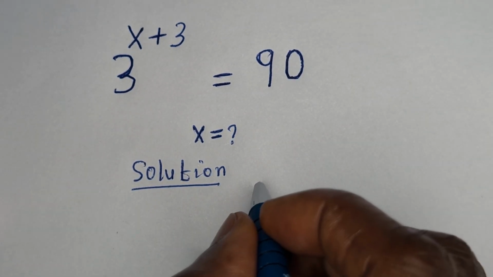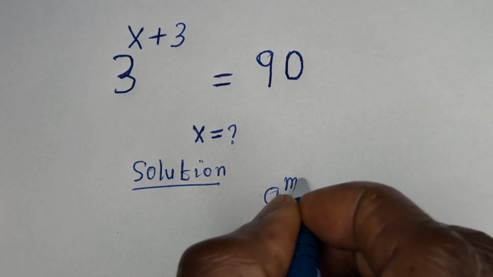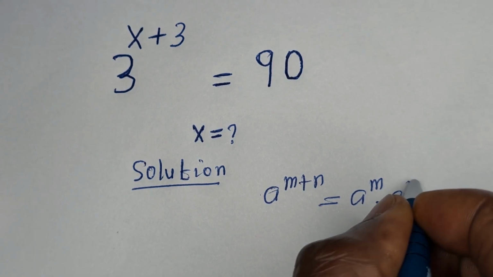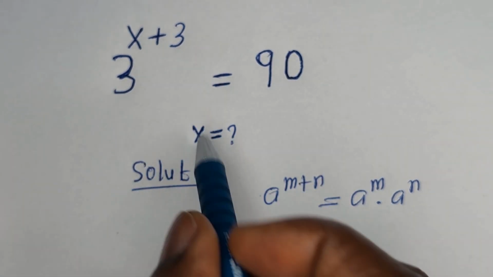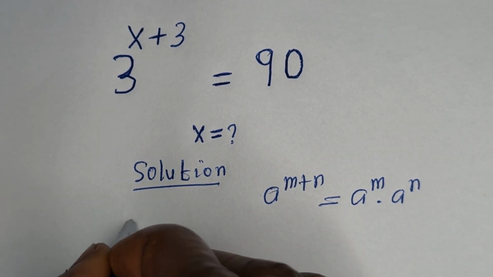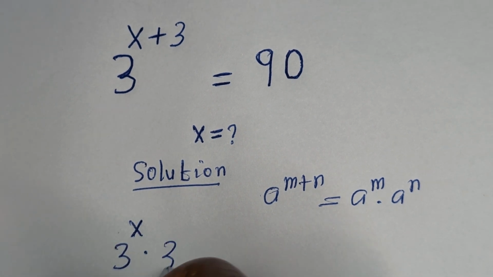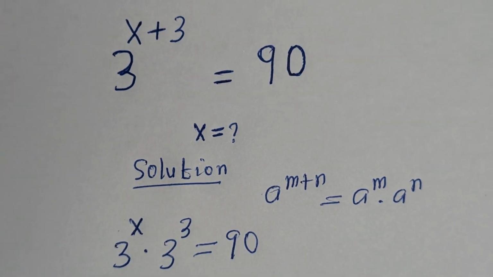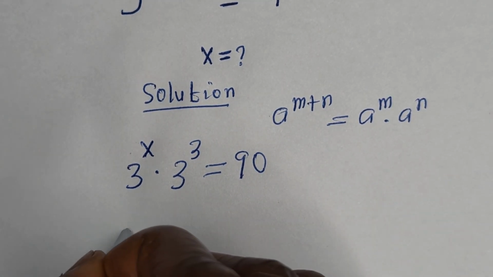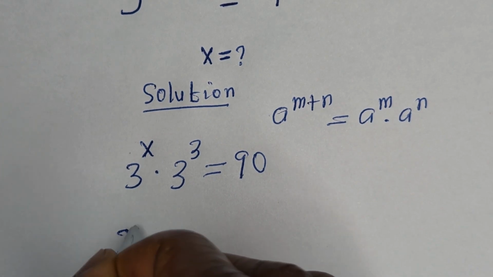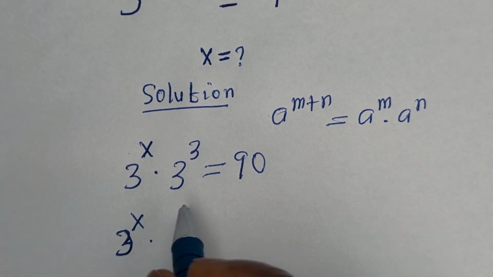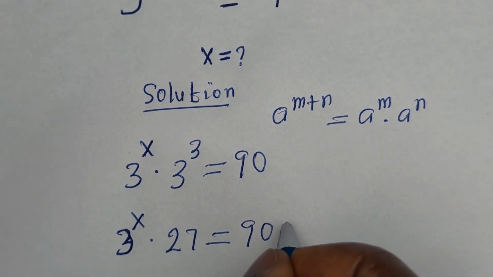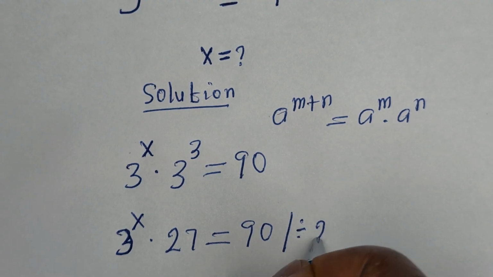Take note of this, that if you have a raised to power m plus n, this is equal to a raised to power m multiplied by a raised to power n. Then this can be written as 3 raised to power s multiplied by 3 raised to power 3 is equal to 90. Now this is 3 raised to power s multiplied by 3 raised to power 3, that is 27, is equal to 90. Now let us divide the whole of this equation by 27.